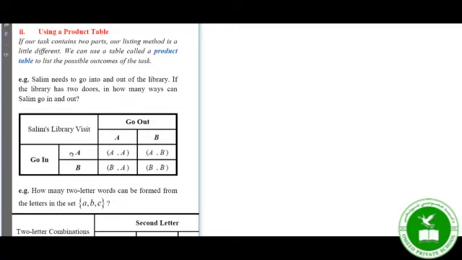So, for example, two doors here. Now we have two choices to go into the library, and two choices to go out from the same library. If we call each door A and B, he can enter from A and go out from A again. He can enter from A and go out from B. He can enter from door B and go out from A. He can enter from door B and go out from door B also. So in this case, we can use these types of tables.